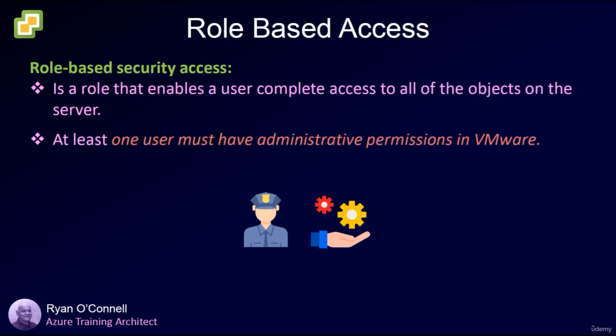Role-based access is a role that enables a user to have complete access to all objects on the server. You need at least one administrator, and you need to have administrator permissions to modify and do things in VMware.